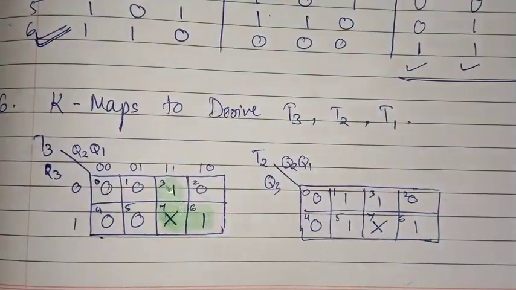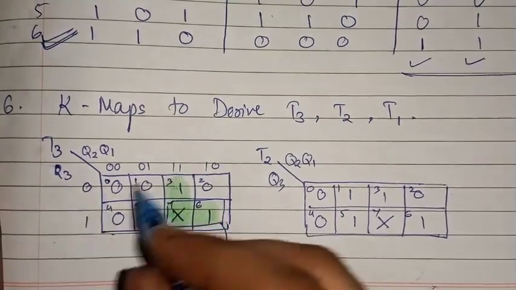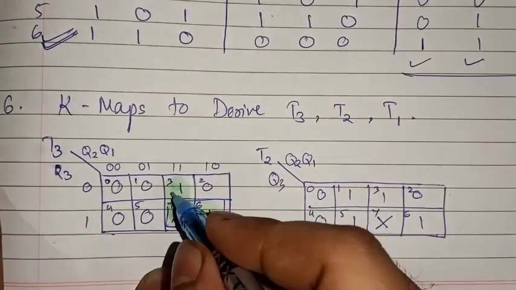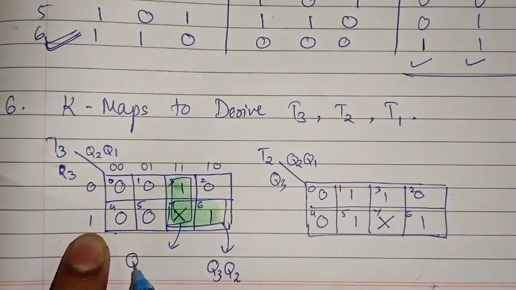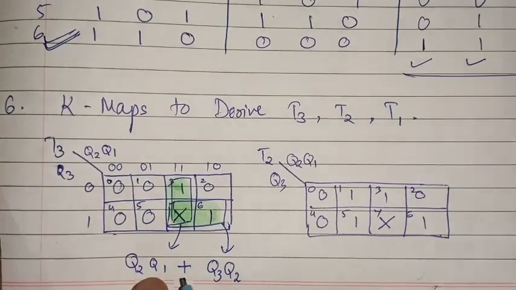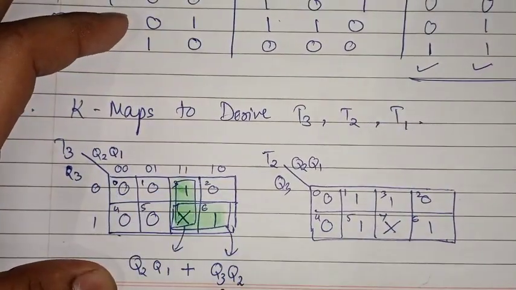Right. So from this pair, we get the equation as Q3 Q2, and from this pair we get the equation as Q2 Q1. So it is Q2 Q1 plus Q3 Q2. This is our Boolean expression for T3.